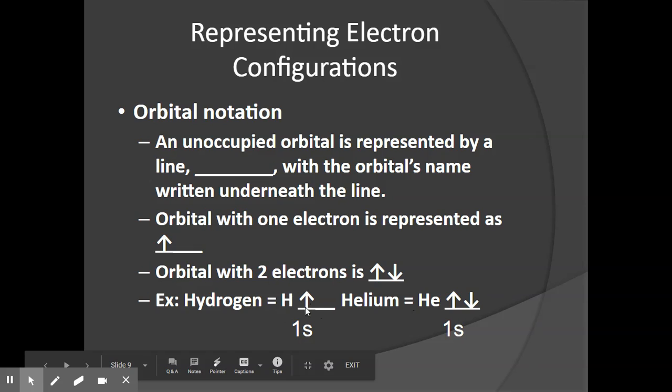So this is how we would do the orbital notation for hydrogen, and this would be how you would do helium. Hydrogen only has the one electron, and it will fill into 1s, so we just draw one arrow in the 1s. Helium has two, so we'd have one arrow up and one arrow down to show opposite spins.